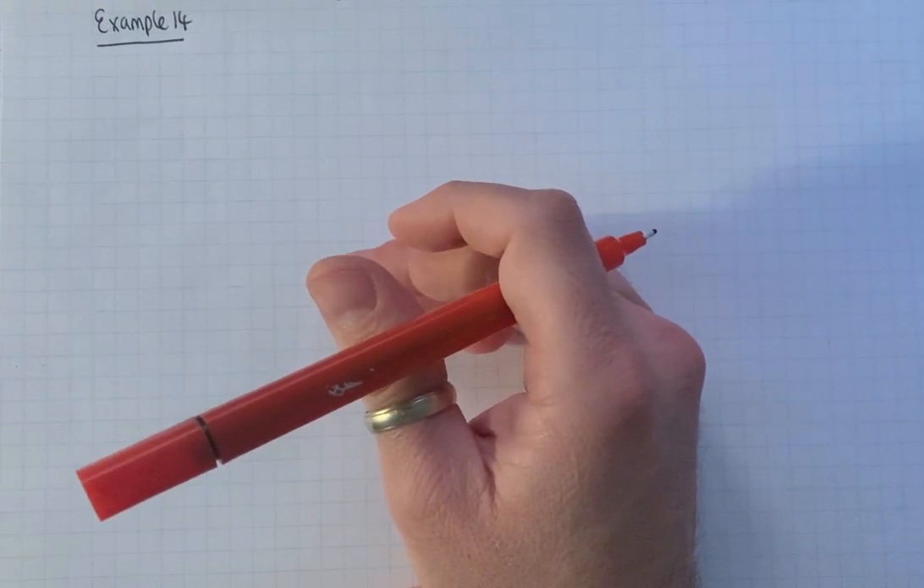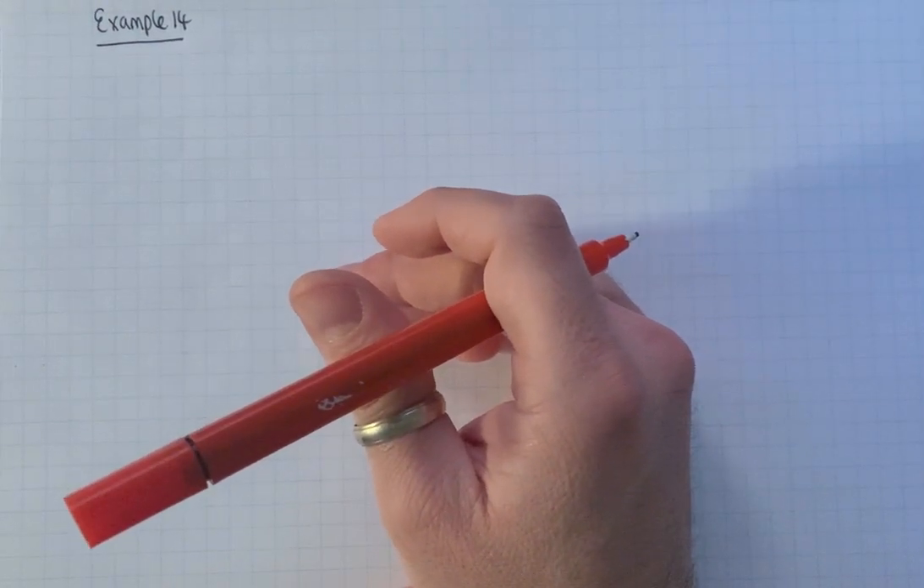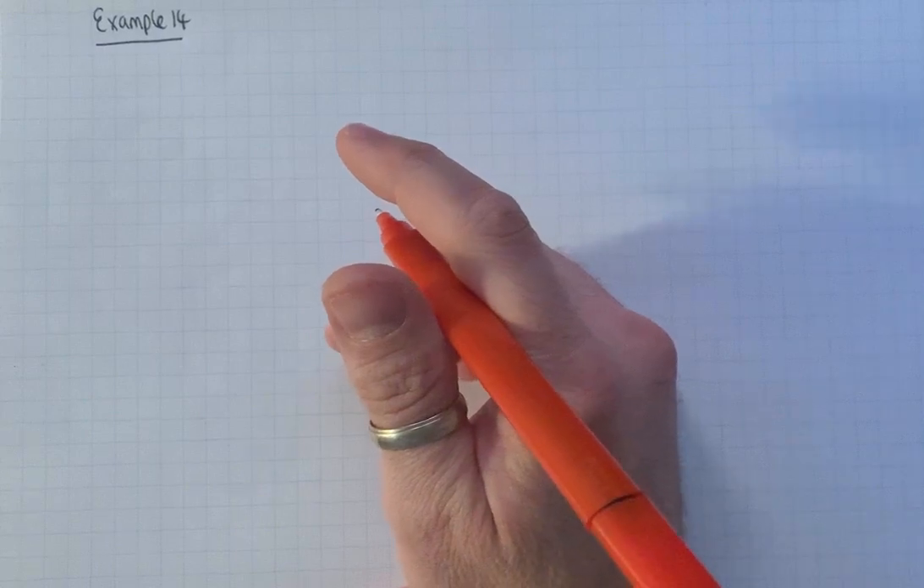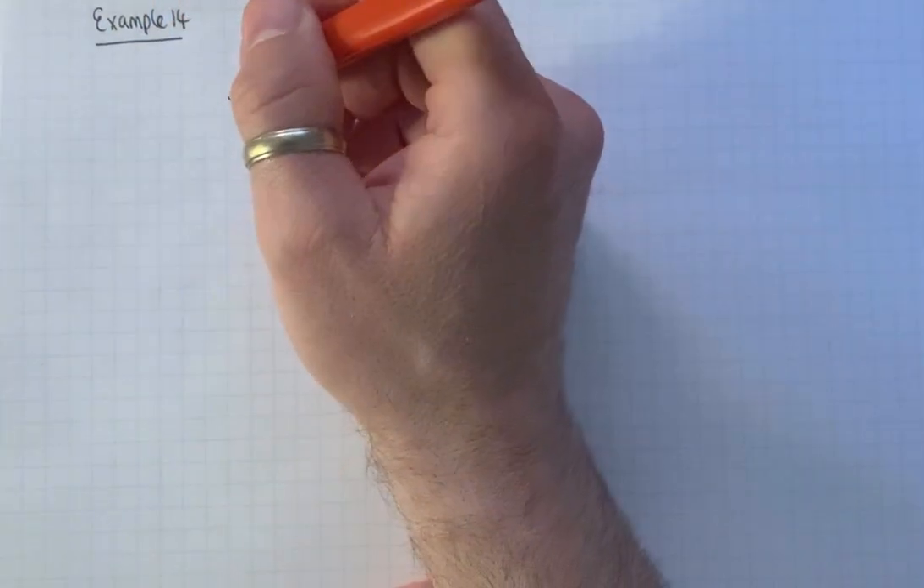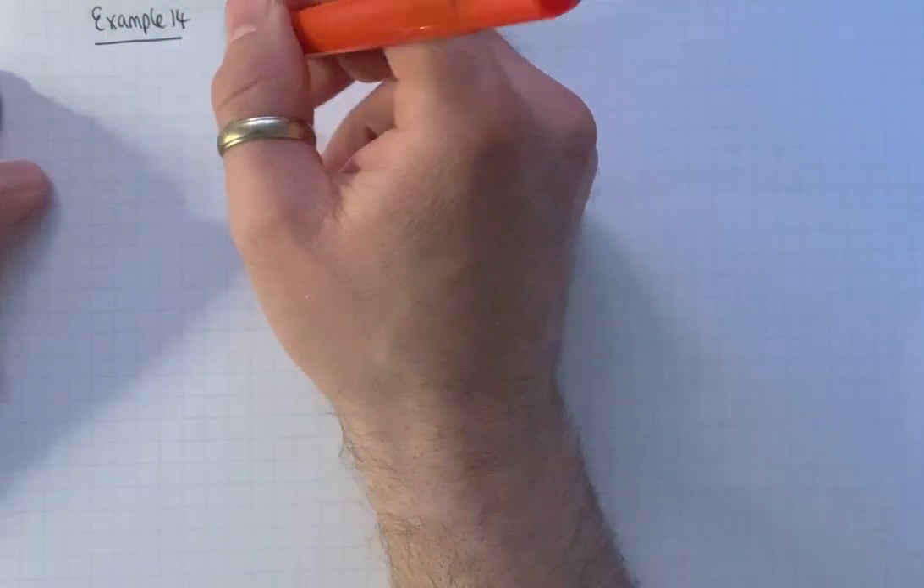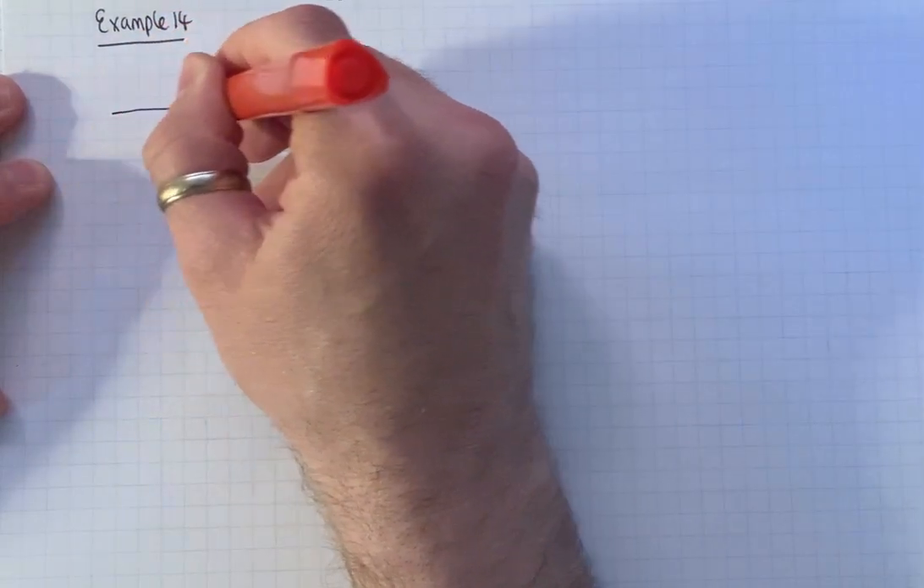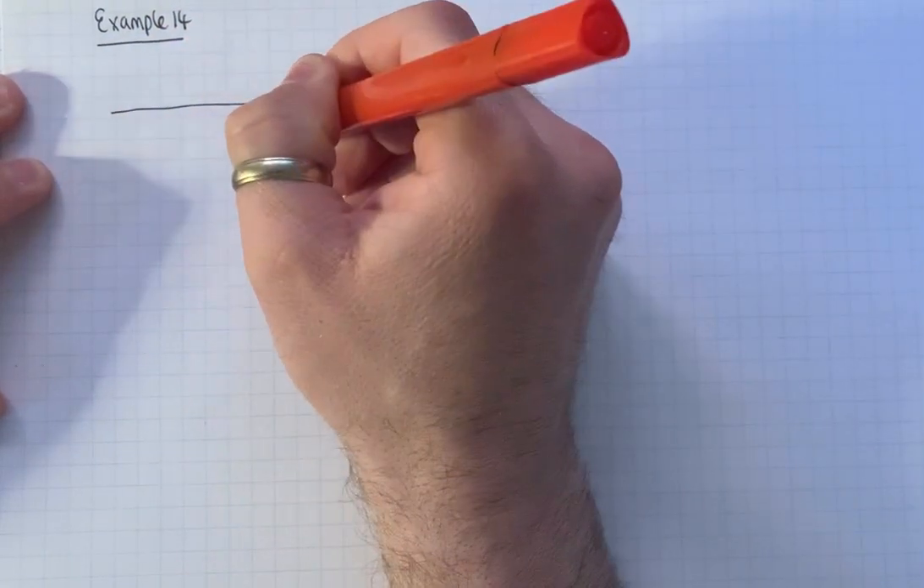Final example of this chapter, example 14. I had to split this video in two due to a dog-related technical issue. There you go. But anyway, this time we've got a pulley that's attached to the end of a horizontal plane.